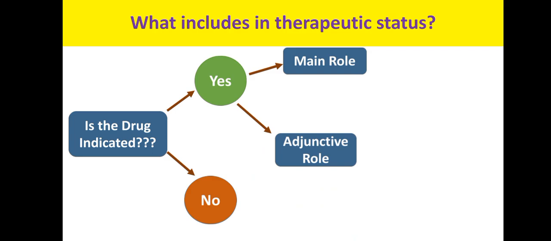There is another drug which is required for the prevention of seasonal asthma, and there is another, I will say, armamentarium of drugs which are required for acute severe asthma or status asthmaticus. So the given drug fits in which of these criteria, that again comes into the therapeutic status of a drug.